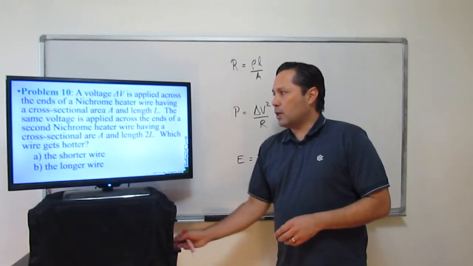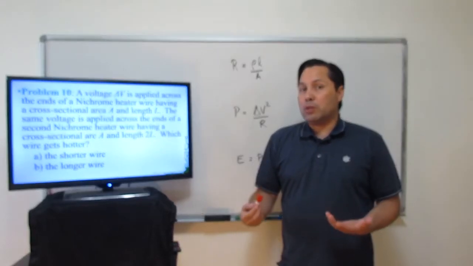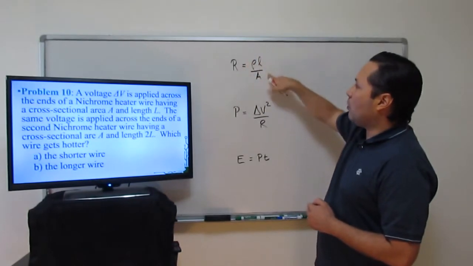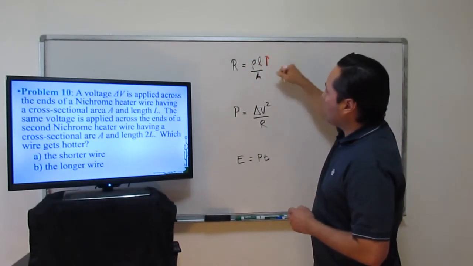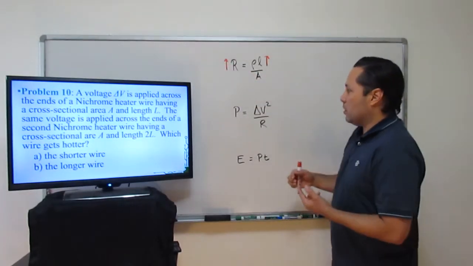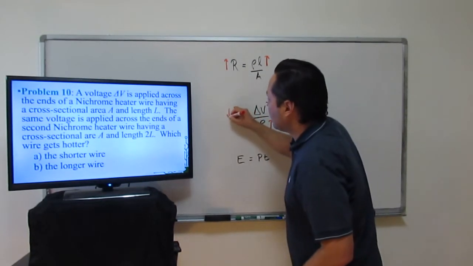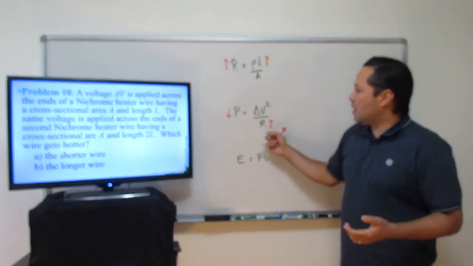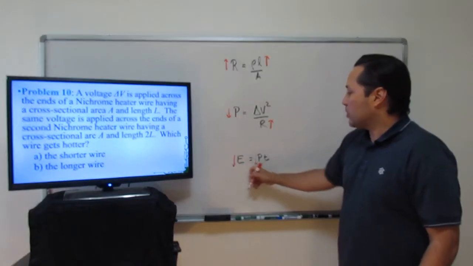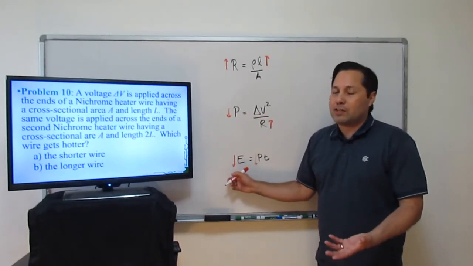All right, so let's go ahead and take a look at this using these formulas. So let's talk about the second wire. We're doubling the length. So here's the formula for resistance, resistivity times length over the area. If we increase the length, notice that that is proportional to the resistance, so that will increase the resistance. And if we increase the resistance, that is inversely proportional to the power, so that will decrease the power. The longer it gets, the less power we'll have. And if we decrease the power, that will decrease the energy because they are directly proportional. So if we're decreasing the energy, it's going to take longer to heat because it has less energy.